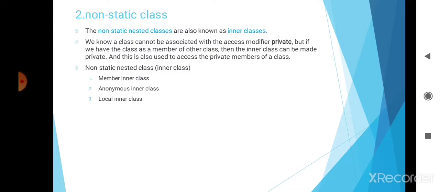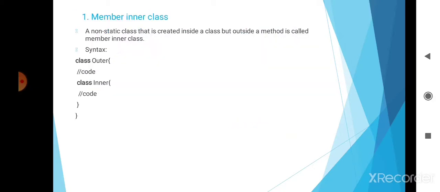We know a class cannot be associated with the access modifier private, but if we have the class as a member of another class, then the inner class can be made private, and this is also used to access the private members of a class. Non-static nested classes, that is inner classes, have three types: member inner class, anonymous inner class, and local inner class. First we will see member inner class.